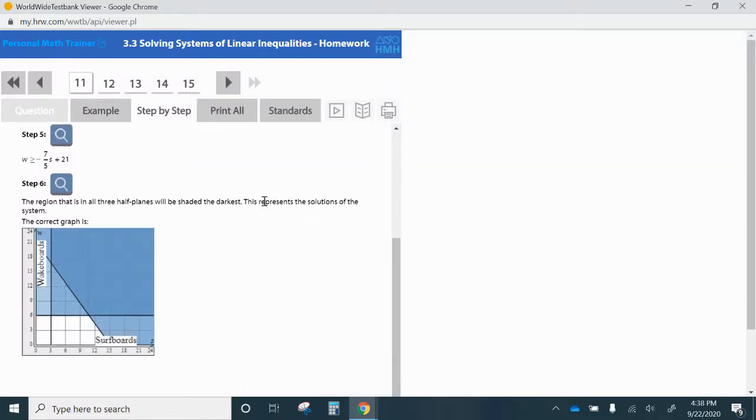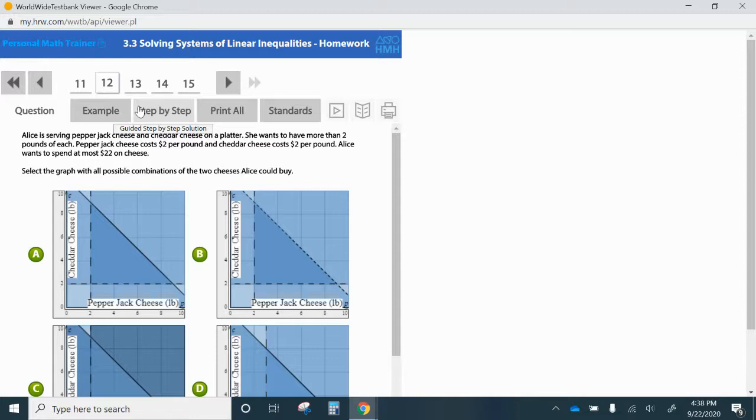All right, so let's move on to question number 12. Alice is serving pepper jack cheese and cheddar cheese on a platter. She wants to have more than 2 pounds of each. Pepper jack cheese costs $2 per pound, and cheddar cheese costs $2 per pound. Alice wants to spend at most $22 on cheese.